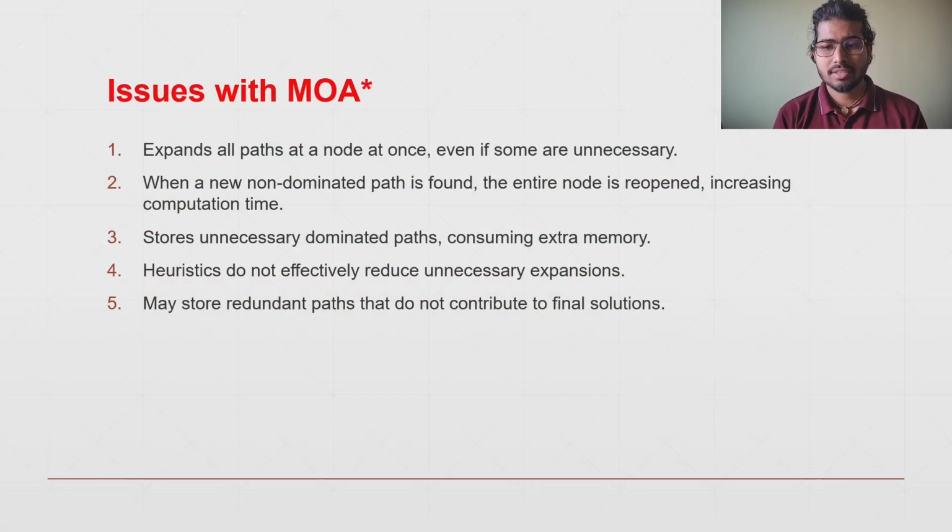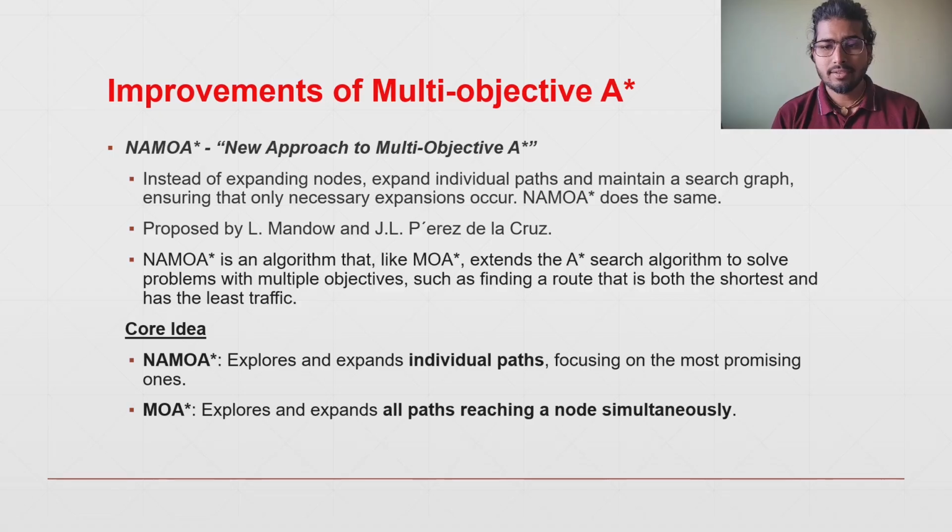So now MOStar is a great algorithm, but it has its own fair share of issues. Some of which are that MOStar expands all of the nodes when some of them are even unnecessary. Also, when a new non-dominated path is found, it opens all the nodes. It also has other issues such as storing unnecessary non-dominated paths and redundant paths. Additionally, heuristics are not effective in reducing the number of expanded nodes, all of which leads to a high net memory use.